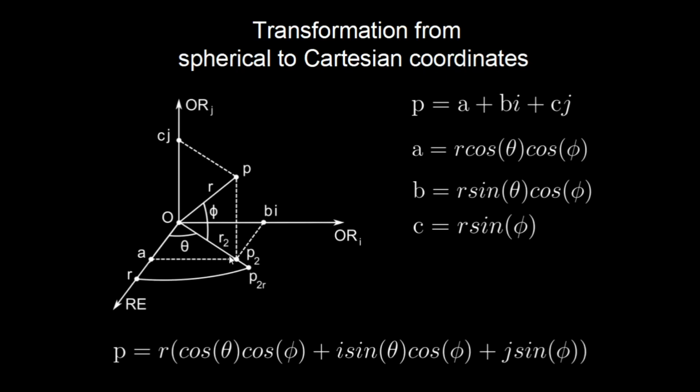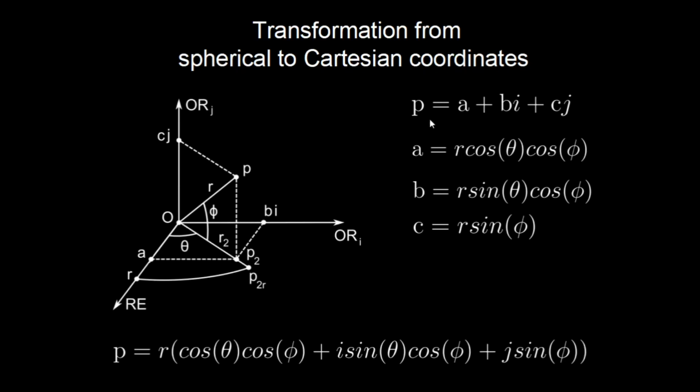P has a magnitude r, and P sub 2 has a magnitude r sub 2. It can be seen that r cosine phi is r sub 2. R sub 2 cosine theta is A. That is, we have this result for A. Similarly, r sub 2 sine theta is B, and we have this result for B. Further, r sine phi is this length, which is the projection C in the j direction. Thus, we have this result for C.